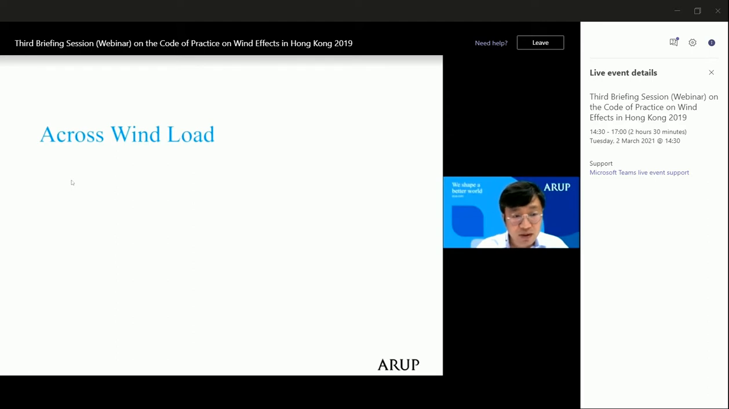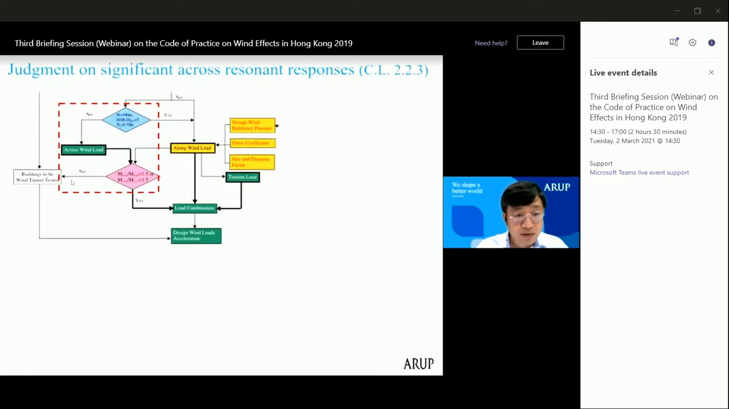Next is the calculation of the crosswind load. For calculating the crosswind load, I think we also need to make a judgment whether the crosswind resonant response is significant or not. So if we look at the flow chart, it is shaded in blue color.